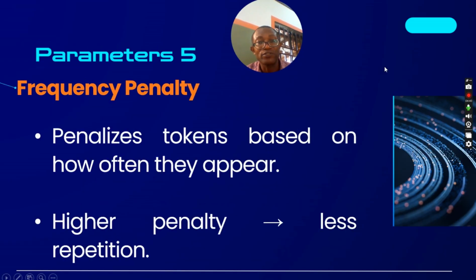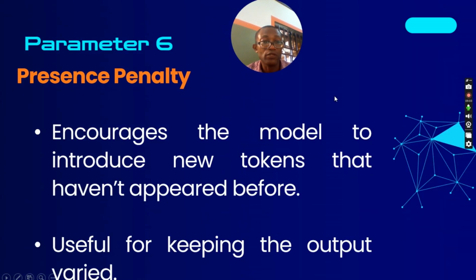Then parameter number 5 is the frequency penalty. The frequency penalty, just like the name suggests, penalizes tokens based on how often they appear. A higher penalty implies less repetition. Parameter number 6 is the presence penalty. It encourages the model to introduce new tokens that haven't appeared before. It's useful for keeping the output varied.